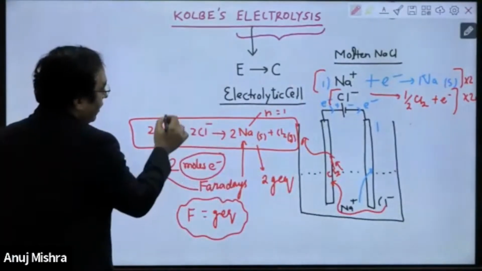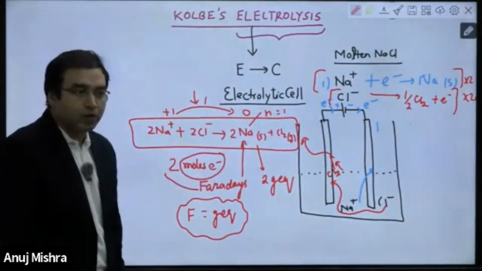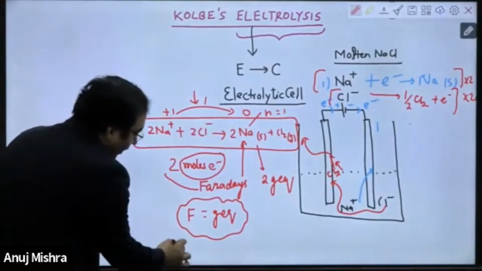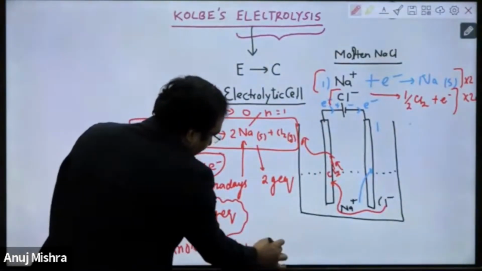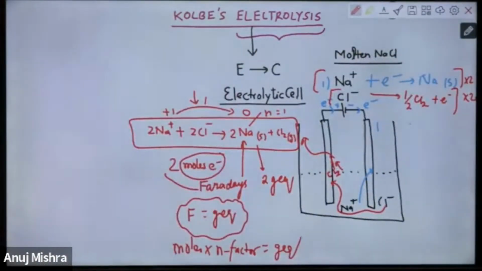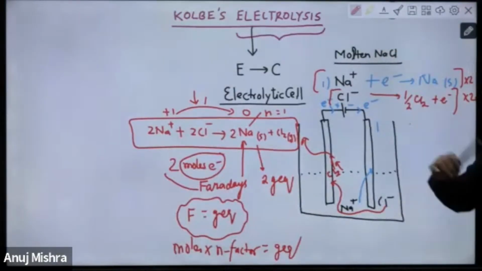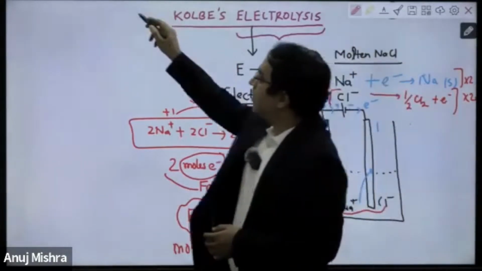What is sodium's N factor? Plus 1 goes where? It goes to 0. Drop of 1. So the N factor of sodium is 1: plus 1 to 0, N factor is 1. And moles into N factor is called gram equivalent. Please note down. So the rule is simple, Faraday is equal to gram equivalent. Anyway, let's not go into discussion of electrochemistry, come back to our organic discussion, but if you know the concept, it becomes logical to understand things in a better way, rather than just mugging it up. That's why I gave you some idea about this process.